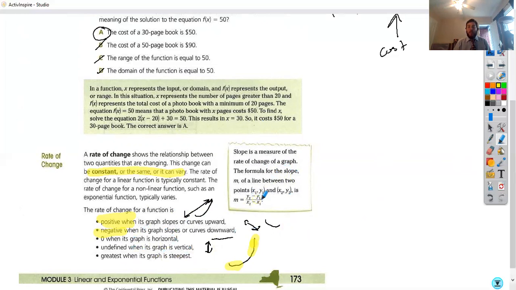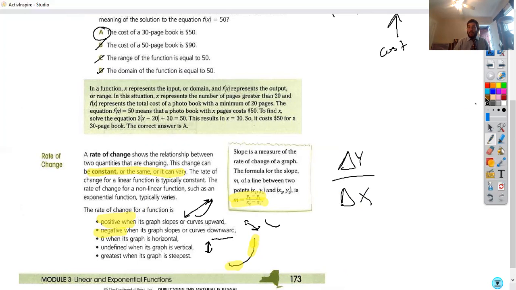The formula we use for slope is y2 minus y1 over x2 minus x1, or we can say the change in y over the change in x. So we look at how the y value changes as the x values change.